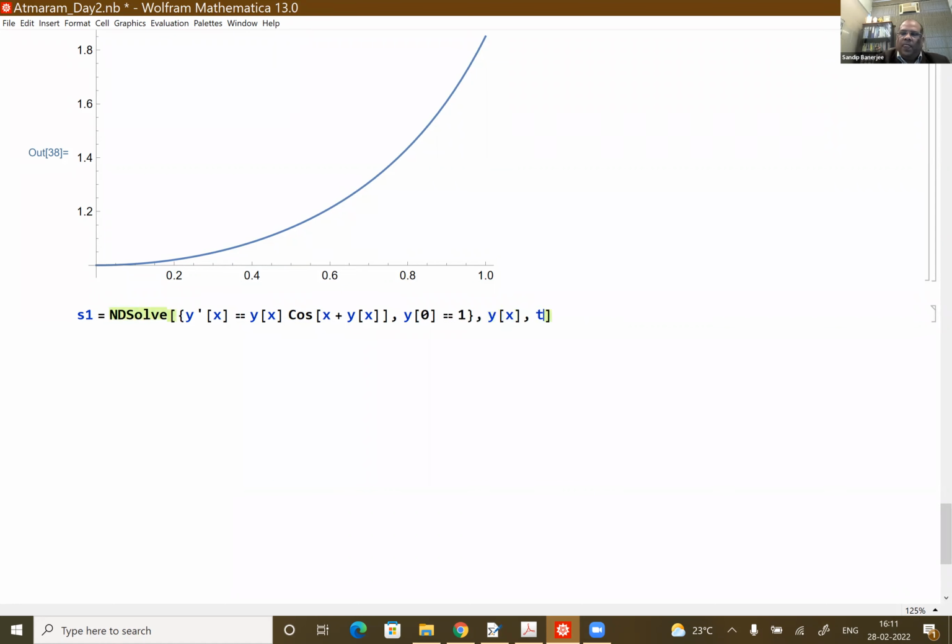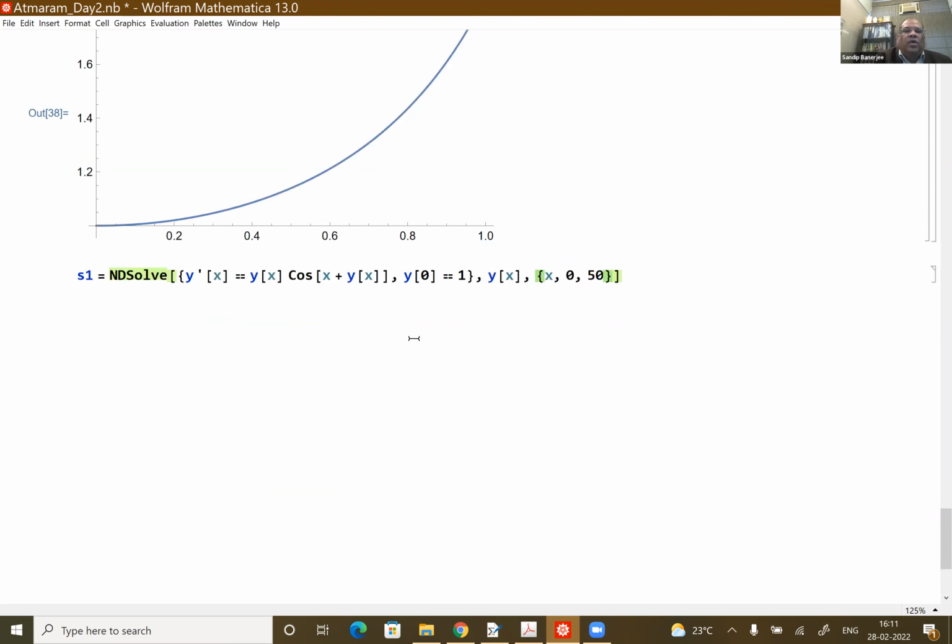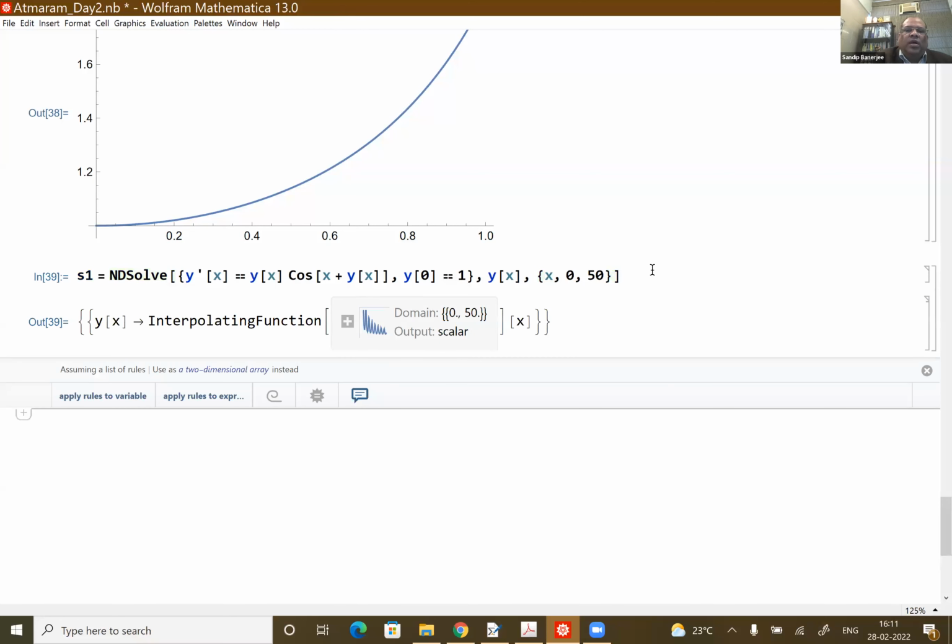y[x]. And now x varies from 0 to 50. So I have dy/dx is equal to y cos(x plus y), and y[0] is 1. That's the initial condition. Dependent variable is y, independent variable x, and I vary x from 0 to 50. And I get an output. So they use some method. It can be Runge-Kutta method or any other method, and they give an output of the function.